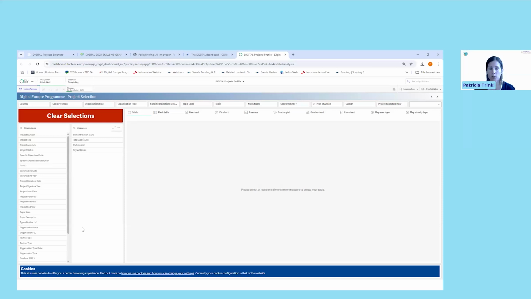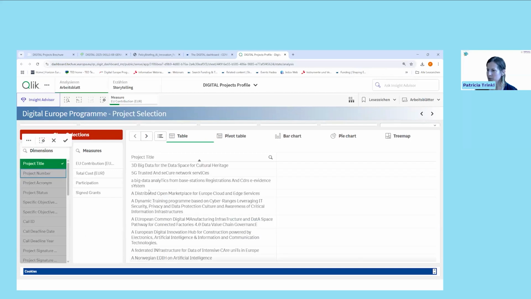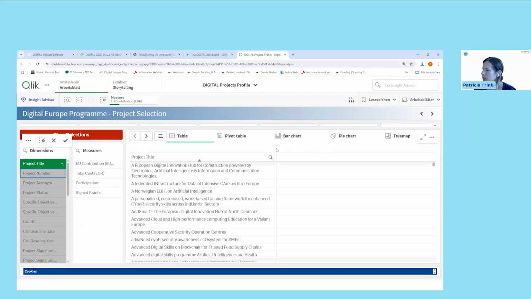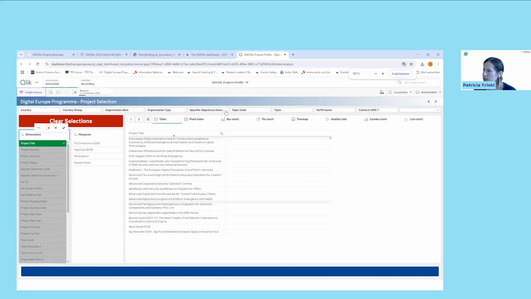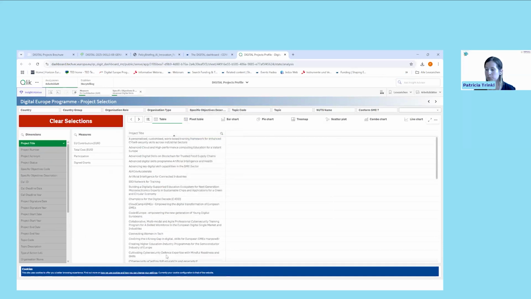And for example, if you want to have an idea about all the projects funded under SO4, I can, for example, and so Dani, can you have a look, please, and show me if this is big enough? Is this readable? Okay. So I can just select project title. I will get all the project titles. I need to make it a little bit smaller. Otherwise, okay, then I can filter for advanced digital skills. So then I will see all the projects which are funded under SO4.